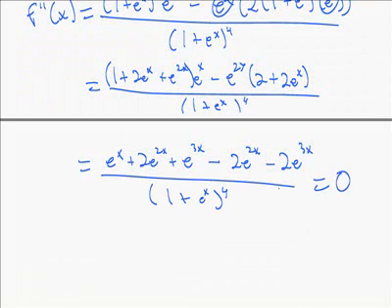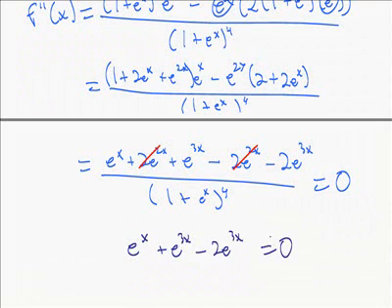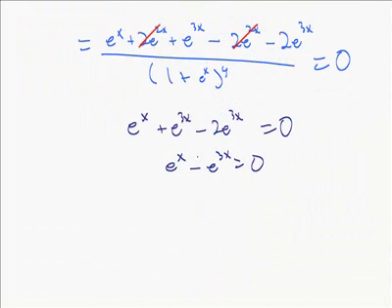What do we have here? We have a positive 2e to the 2x and a negative 2e to the 2x. So I'm left with basically e to the x plus e to the 3x minus 2e to the 3x. Where does that equal 0? That's where e to the x minus e to the 3x is equal to 0. Okay, so that's where e to the x equals e to the 3x. Dividing both sides by e to the x, I get 1 is equal to e to the 2x.